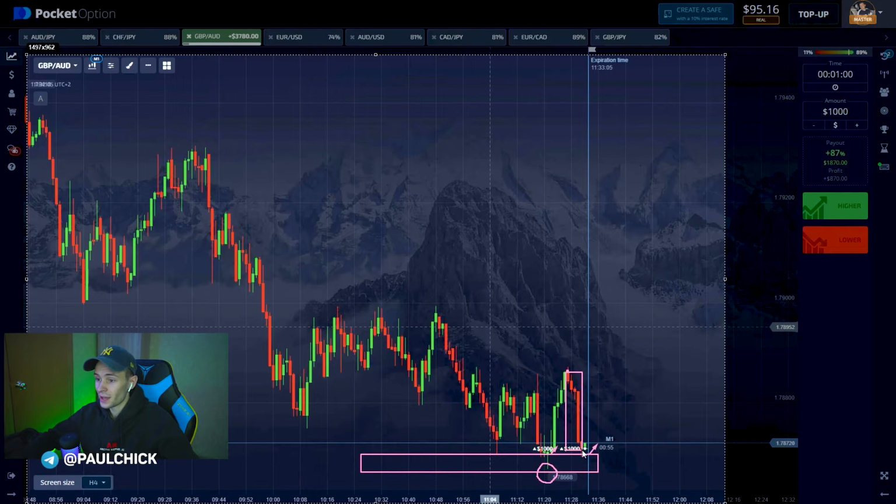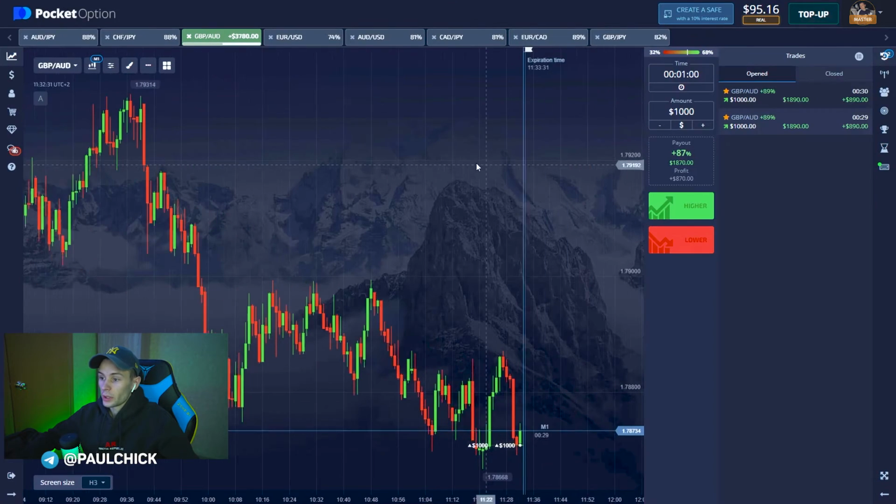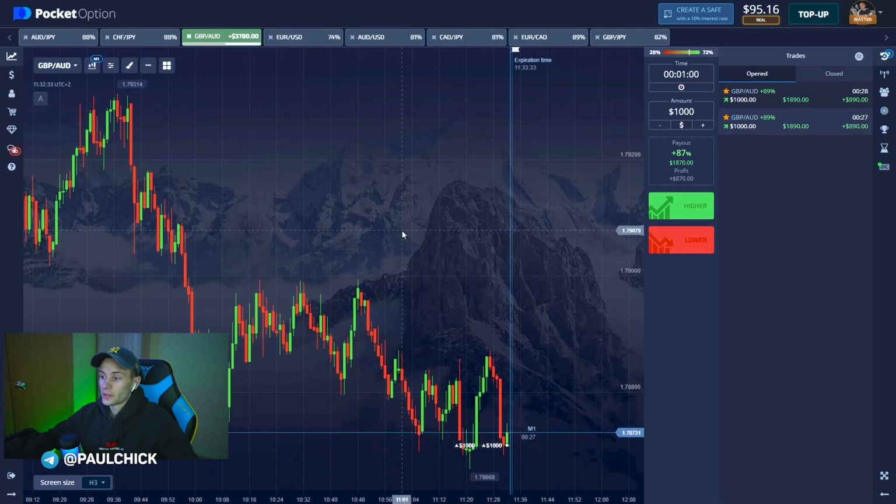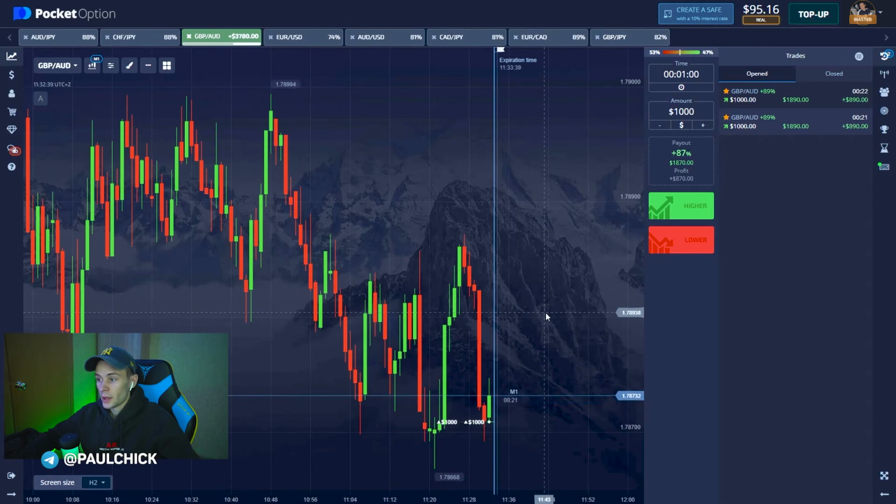We see the downward dynamics, after which the breakout is very probable, and we count on the breakout there. There are 30 seconds left before the closing. We open our positions right with the inception of the new candle, and we have a nice movement so far.